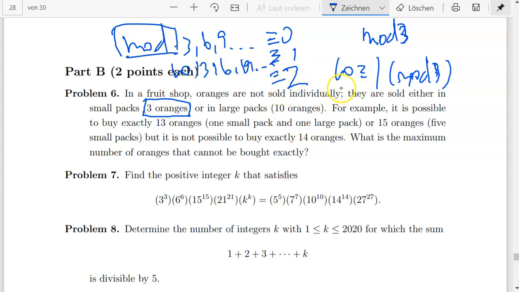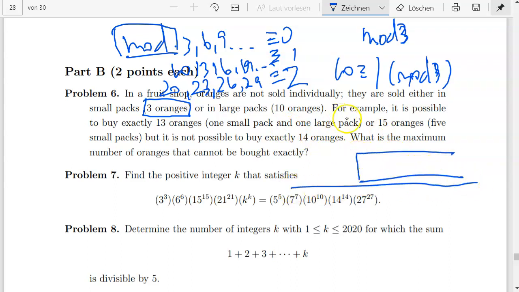Then 10 times 2 is 20, which divided by 3 has remainder 2. So we start from 20 and add on 3: 23, 26, 29, and so on. After a certain number, you can buy any number of oranges. Let's look at the whole number line. 18 is a multiple of 3, 19 we listed, and then 20, 21, 22. All of these numbers we can buy. What about 17? 17 is actually the largest number we cannot buy.